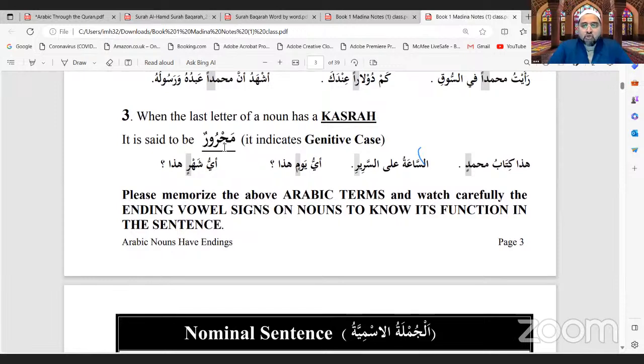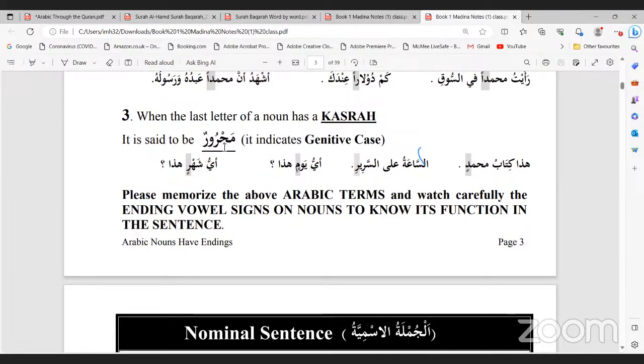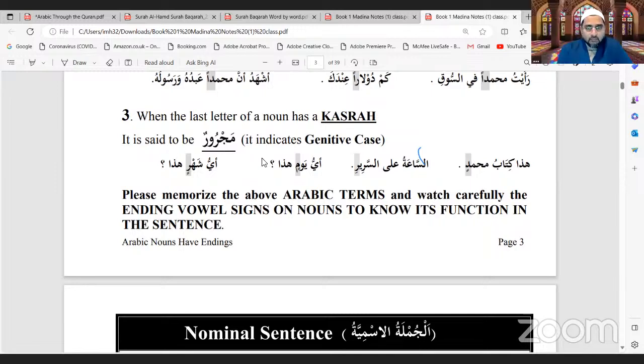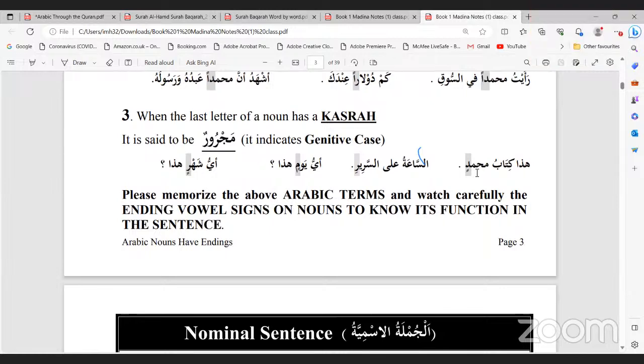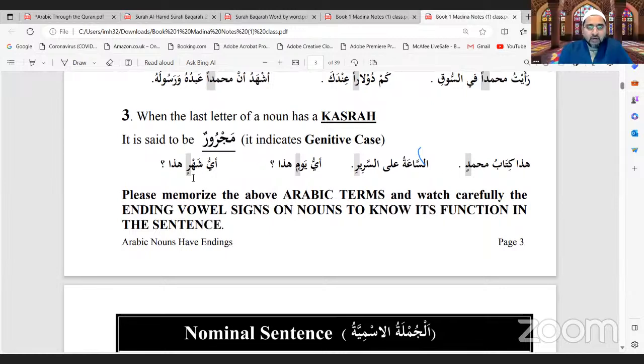And finally, Majroor. Majroor means when a noun takes a kasra or a kasra tanween. So: ayyu shahrin, ayyu yawmin, ala sariri, hadha kitabu Muhammadin. Muhammadin has a kasra. So majroor is when a noun takes a kasra or a kasra tanween, like here, ala sariri, one kasra; here, yawmin. This is called majroor, and it's called the genitive case in English.